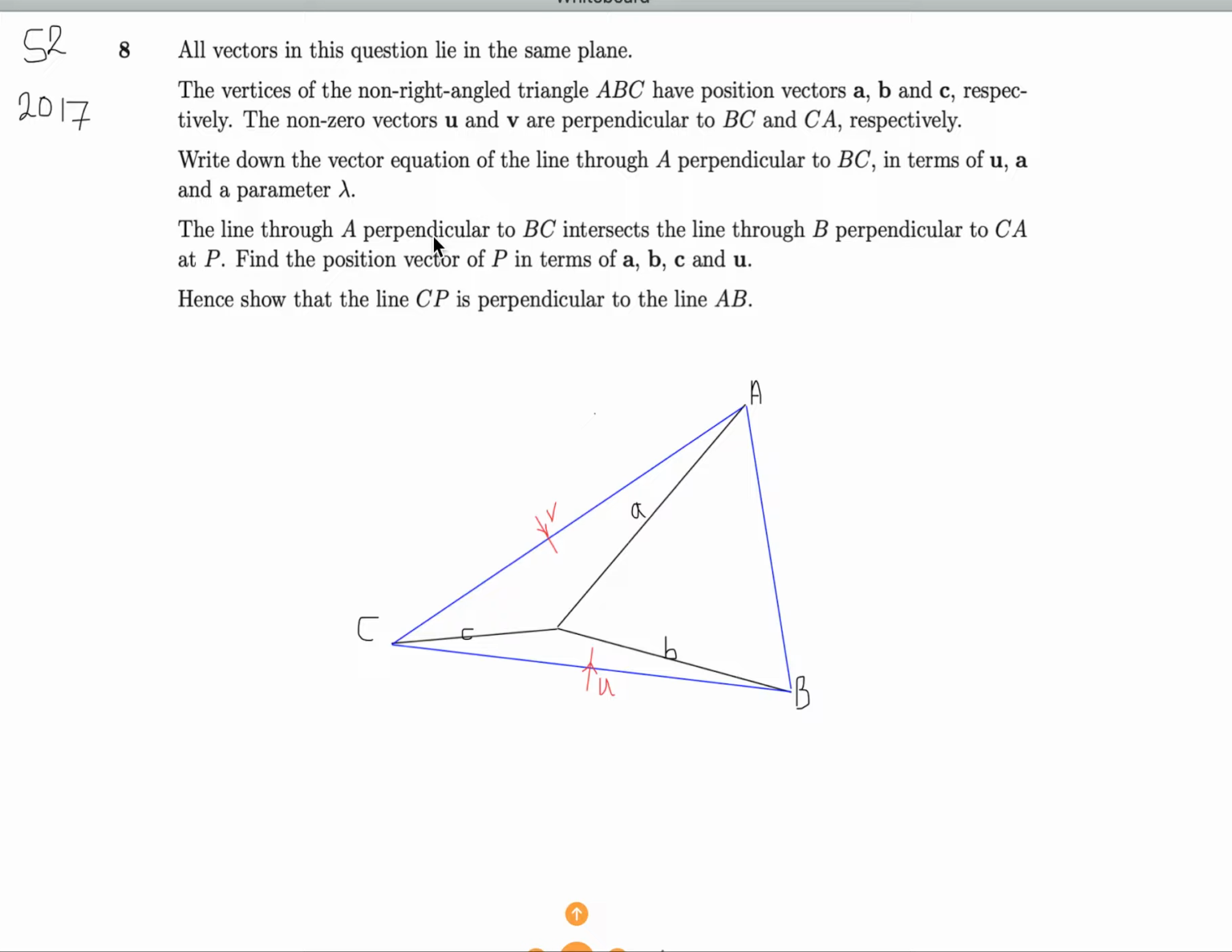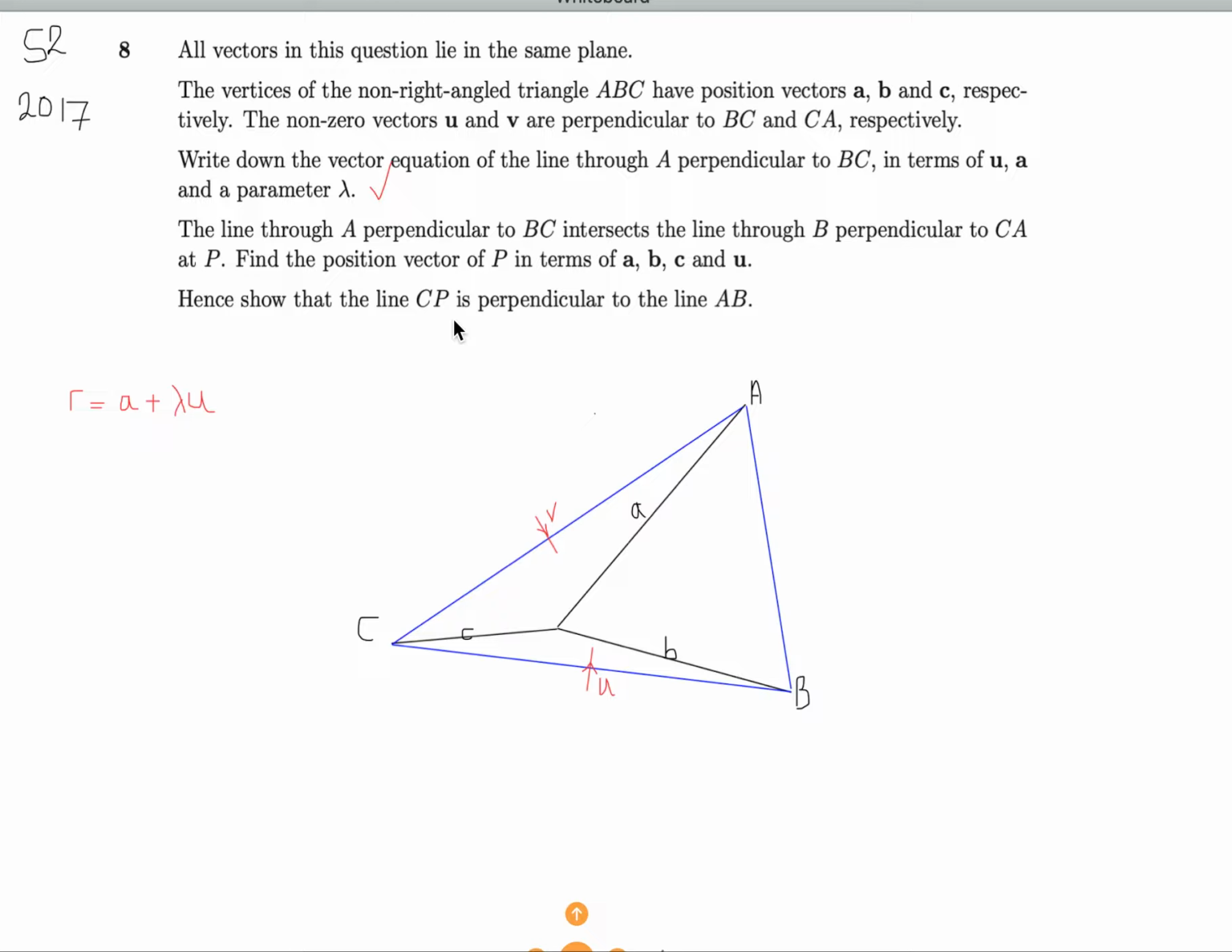Write down the vector equation of the line through A, the one that passes through this point, which is perpendicular to BC, in terms of u, a and a parameter. You can actually jump straight in with this one. The vector equation of the line is going to be any point on that line, which is a, plus some scalar quantity of its direction. If it's perpendicular to CB, it's going to be this vector u. There we are, so that's the first part done. I can't imagine that would be worth many marks though.